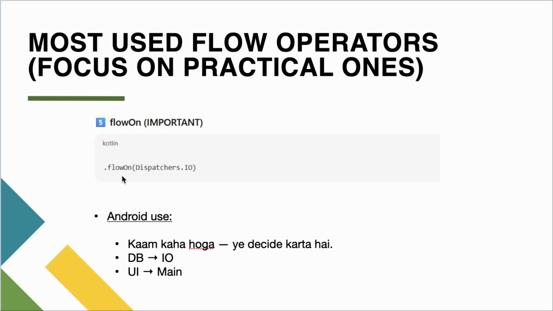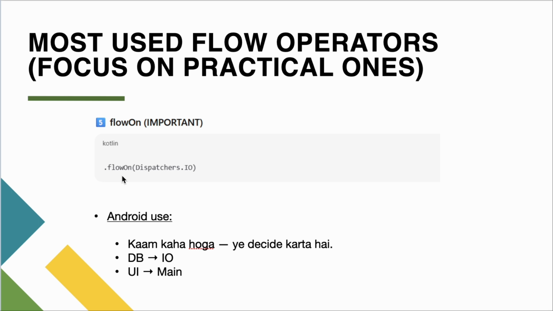But if in case we are using flows, then probably we will go ahead with the flow operator, and one of the flow operators is flow on, where we use dot flow on, and then we just pass Dispatchers dot whatever it is, like Dispatchers dot IO, Main or Default.